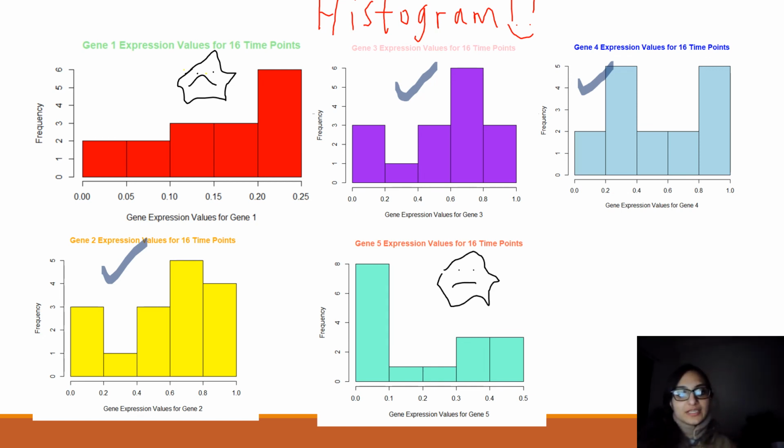So if we want to see how these expressions are changing during the 16 time points, it won't make sense to just compare, okay, well, gene 1 is this value and gene 3, gene 4. It doesn't make sense, right?